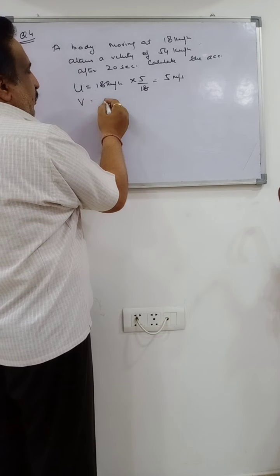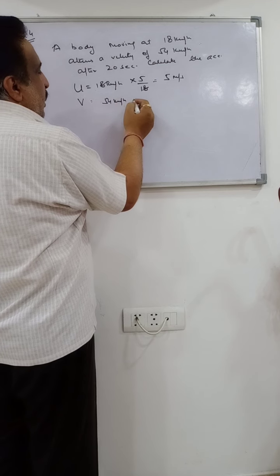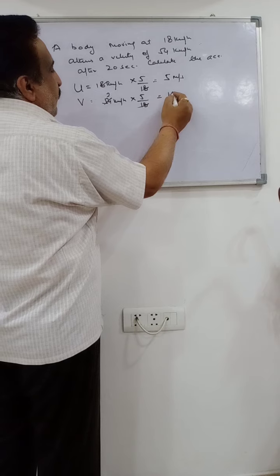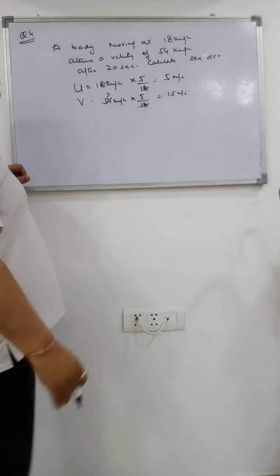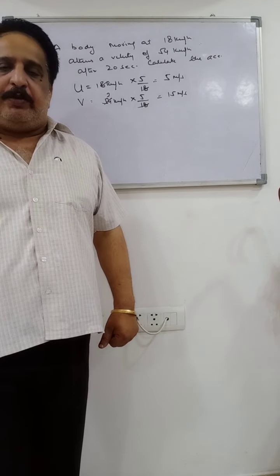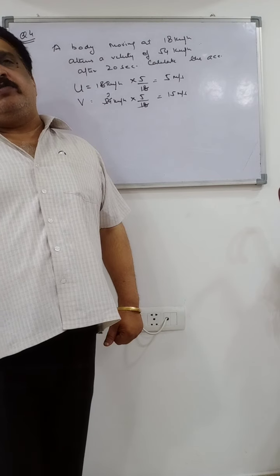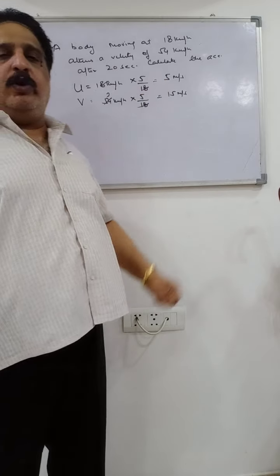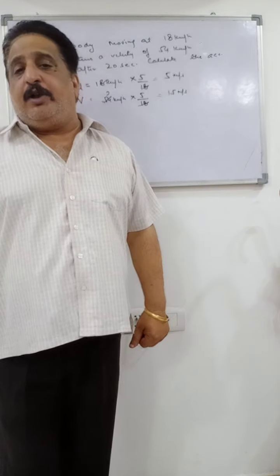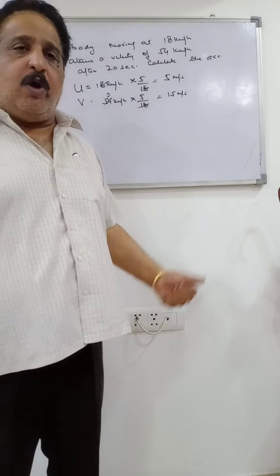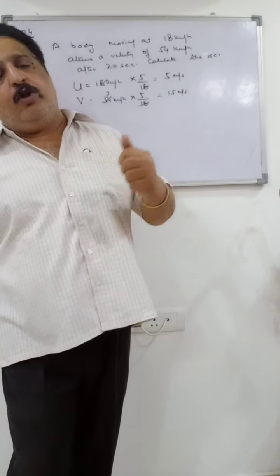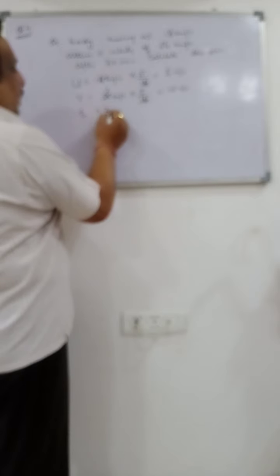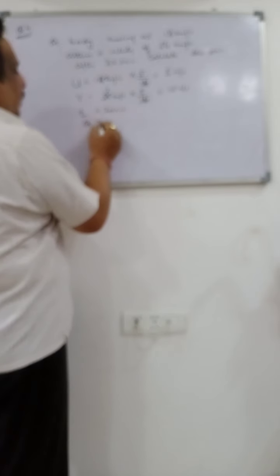What is V then? 54 km per hour. इसको भी 5 by 18 से multiply करोगे 15 meter per second. So the initial velocity is 5 meter per second and the final velocity comes out to be 15 meter per second. Had it been given in meter per second only, we would not have converted. It was already meter per second. Now kilometer per hour, you have to convert into meter per second. Then time is 20 seconds. You have to calculate the acceleration.